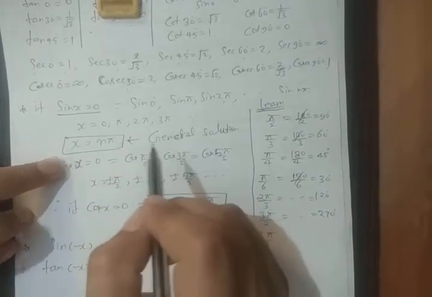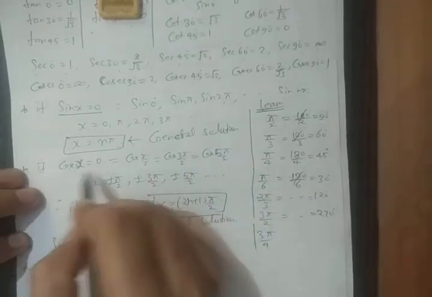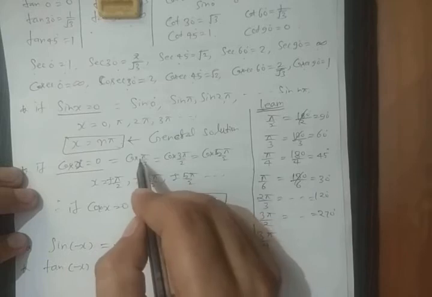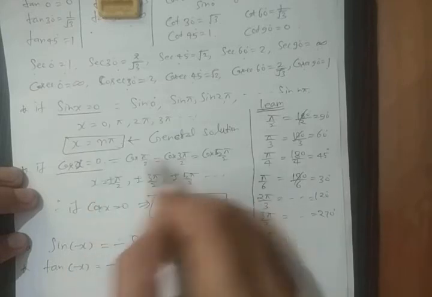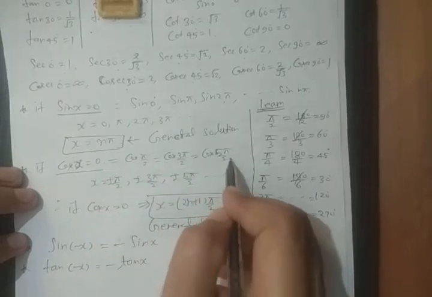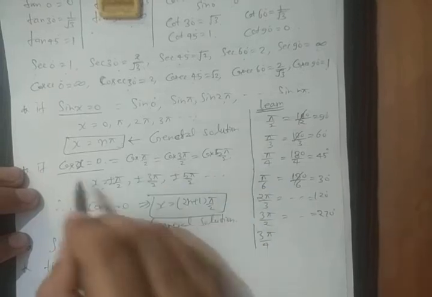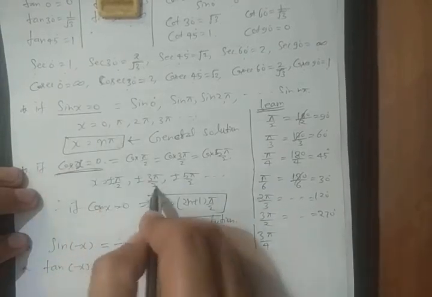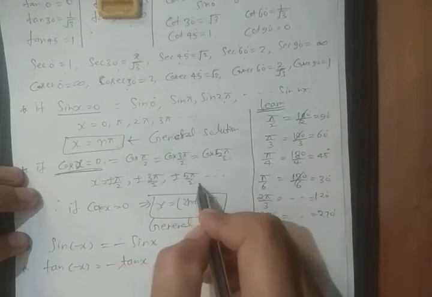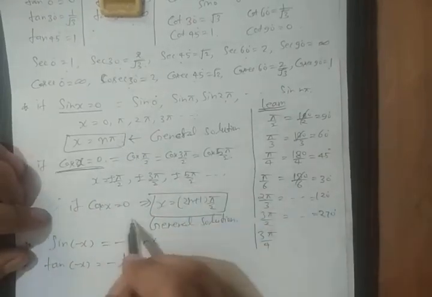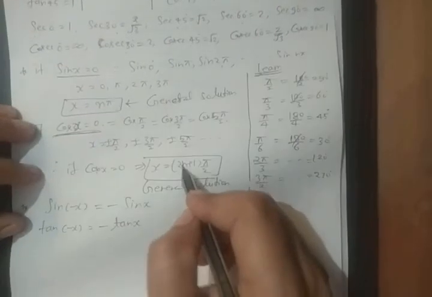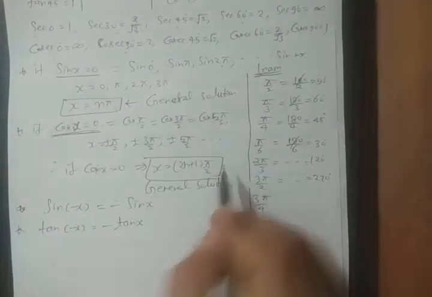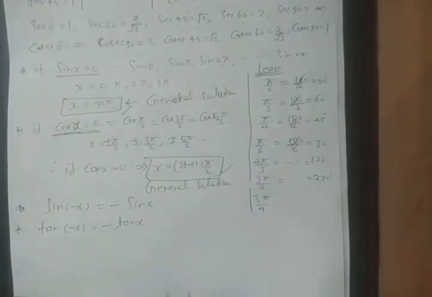If cos x is equal to 0, then x is equal to pi by 2, since we know that cos pi by 2 is equal to 0, cos 3 pi by 2 is equal to 0, cos 5 pi by 2 is equal to 0. So the values of x for which cos x is equal to 0 are plus minus pi by 2, plus minus 3 pi by 2, plus minus 5 pi by 2. So if cos x is equal to 0, then the general solution is x equal to (2n plus 1) into pi by 2. These general solutions should be learned.